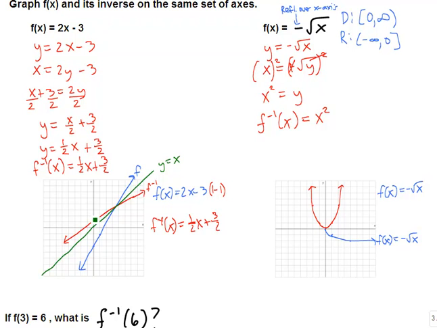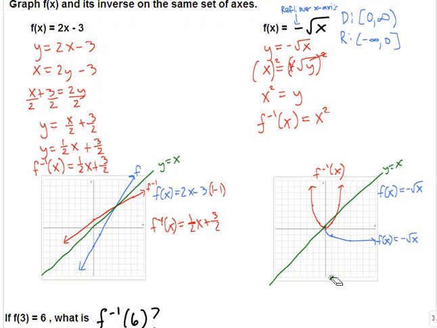A function and its inverse should be reflections across the line y equals x. And that is not the case here because this red graph has more pieces to it than the blue graph. So something's not quite right. Alright, so this is why we want to consider domain and range.